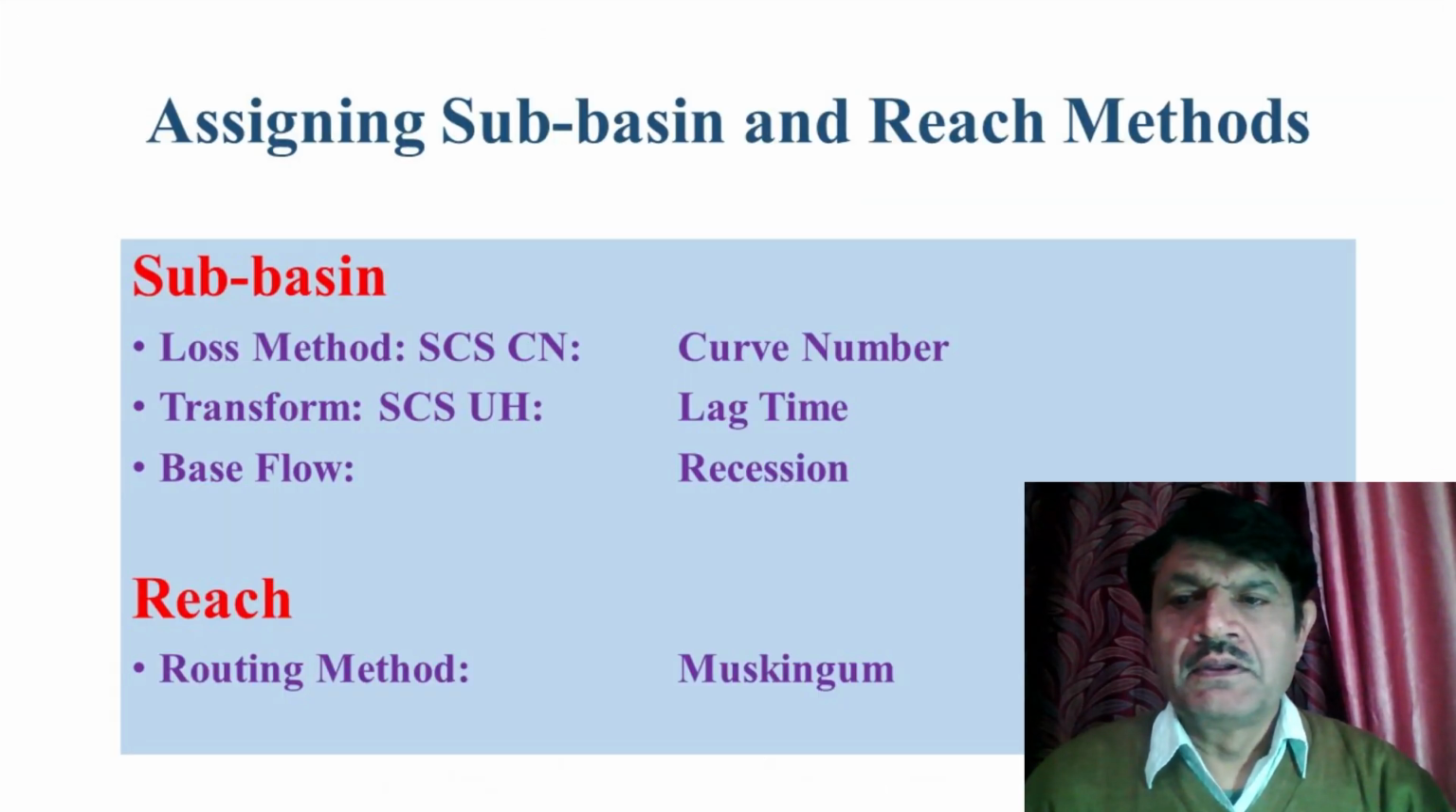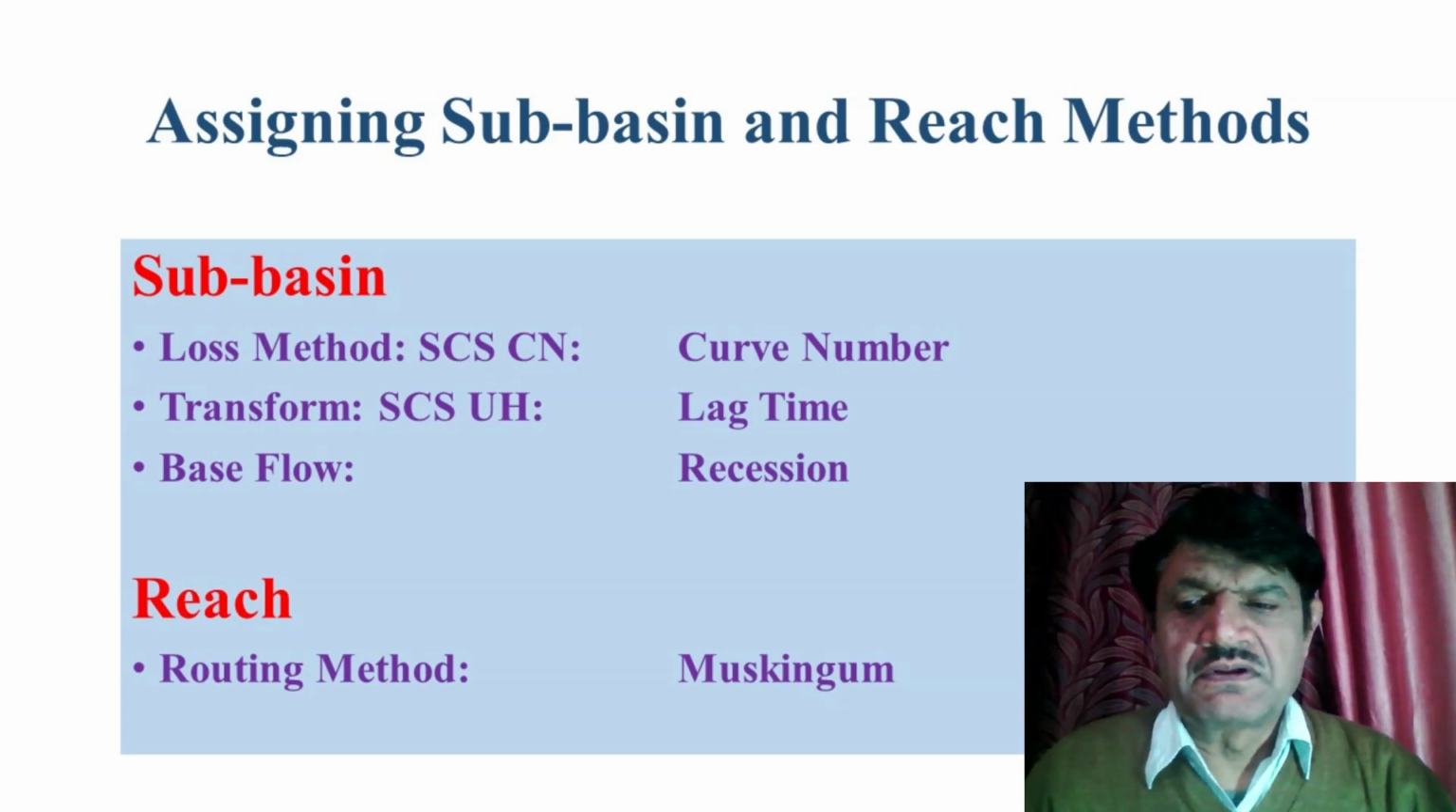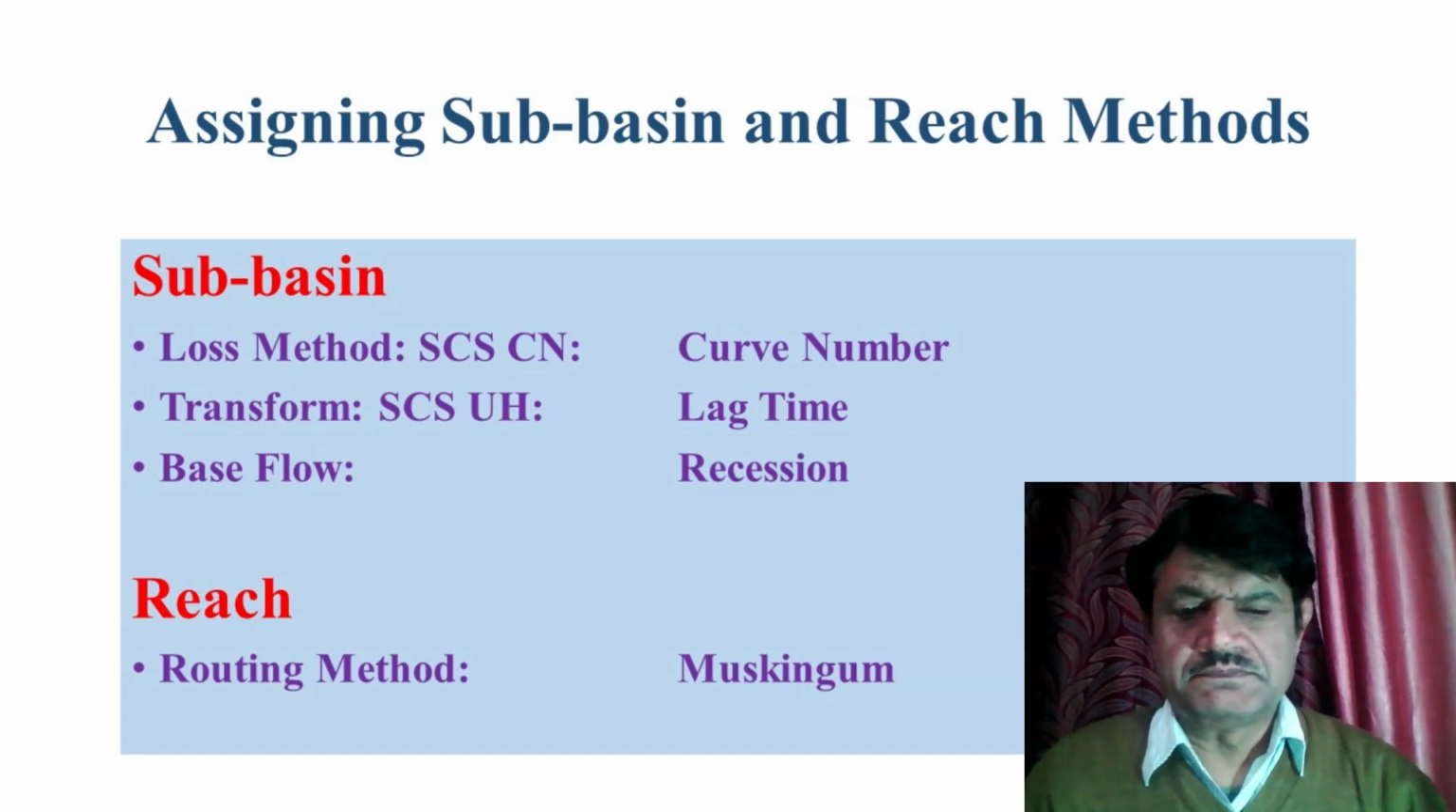For developing a rainfall runoff model in HEC-HMS, we will assign sub-basin methods. For the sub-basin, we will consider the loss method as SCS, where we have to assign the curve number, then the transform method as SCS unit hydrograph, where we have to assign the lag time. For base flow, we will consider the recession, and for reach, we will consider the routing method as Muskingum method.